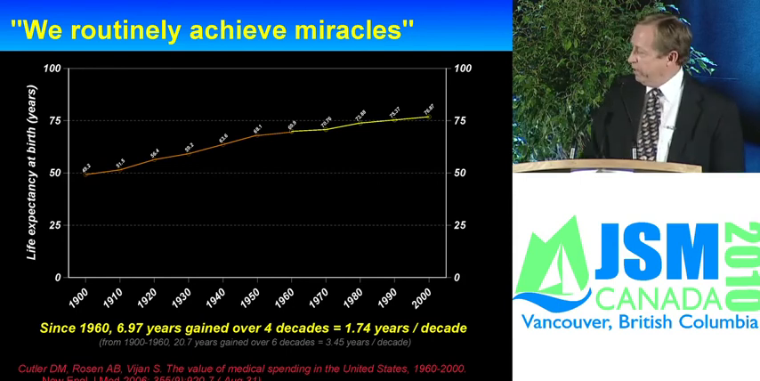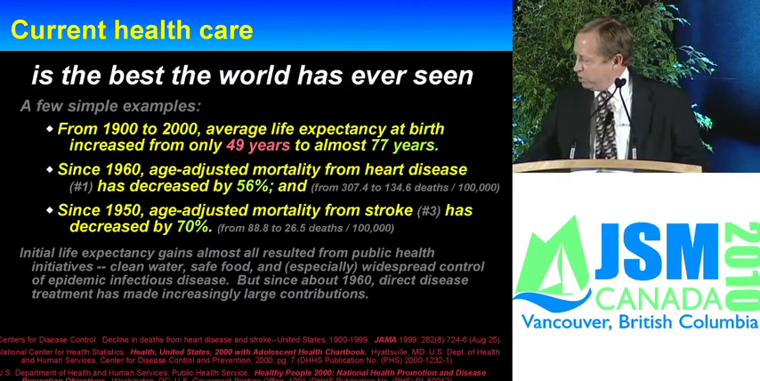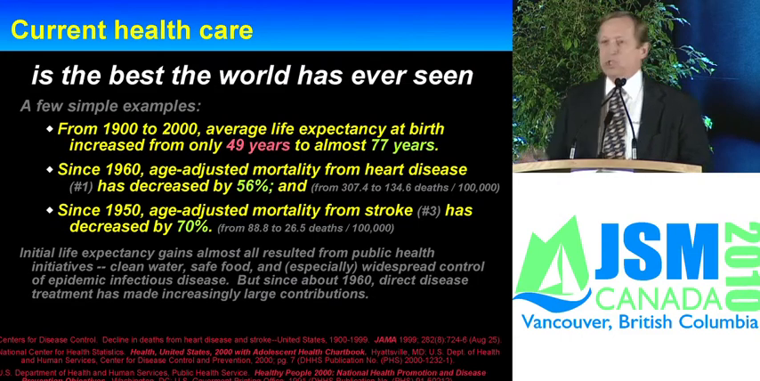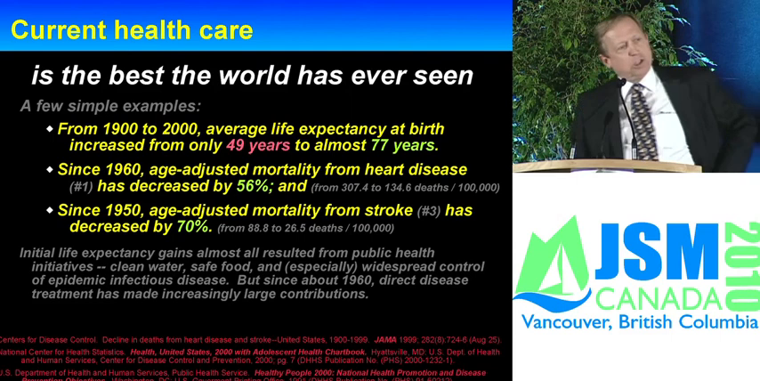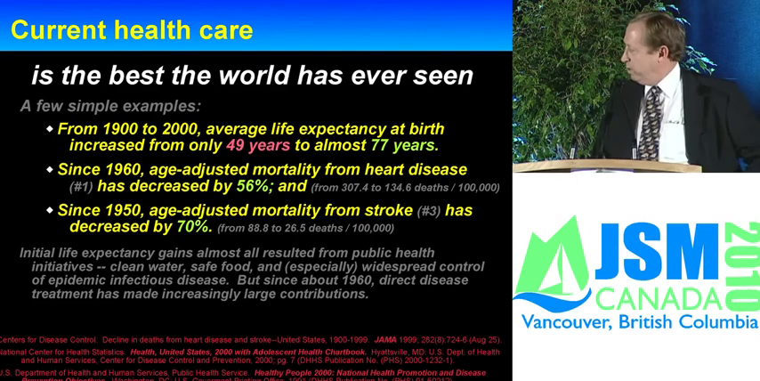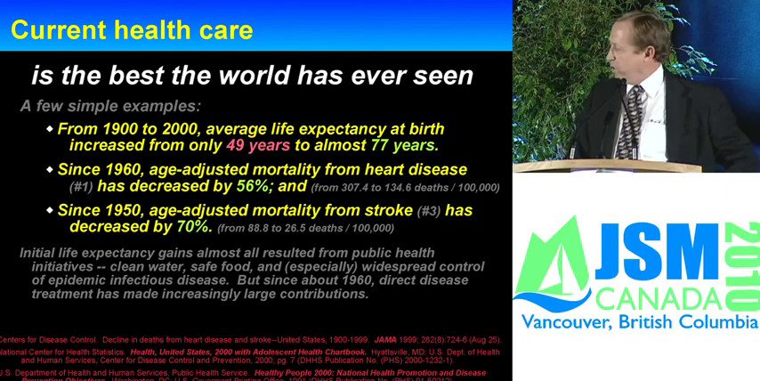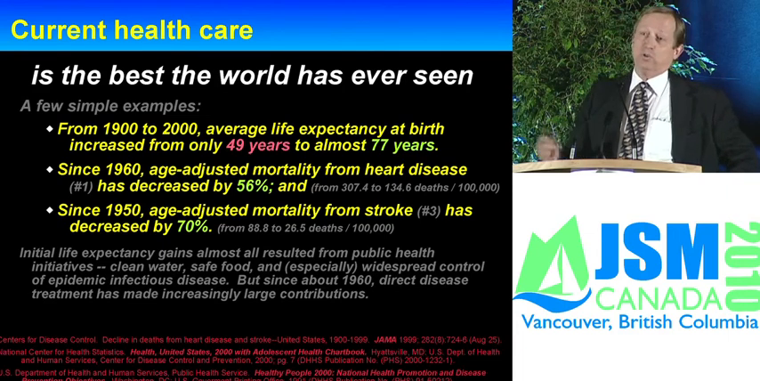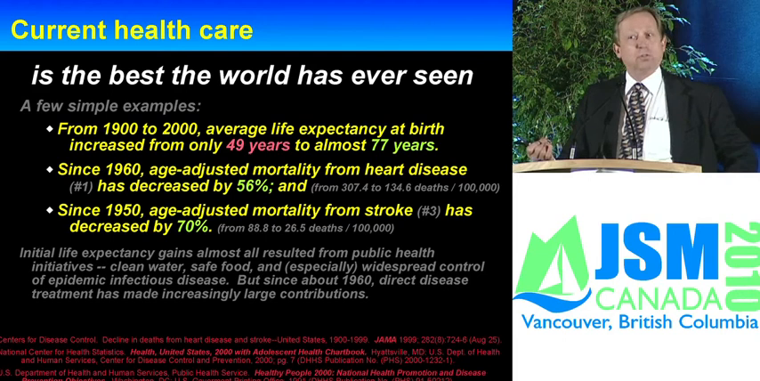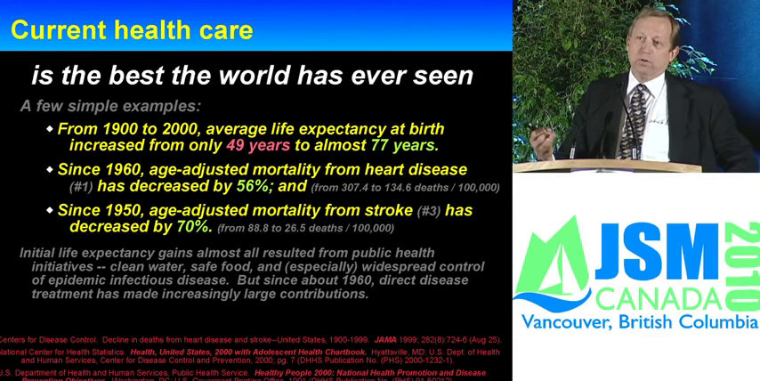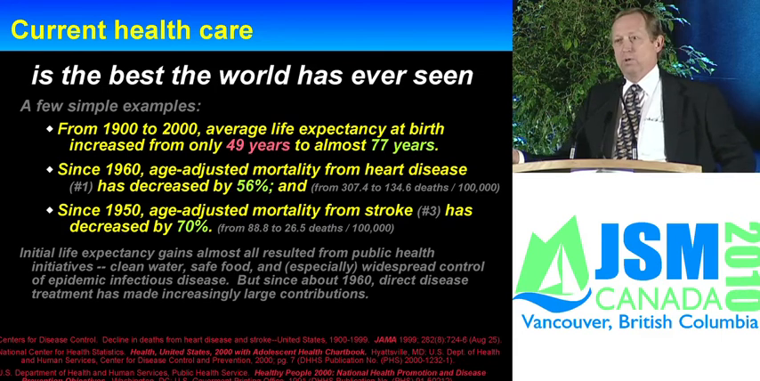Just to illustrate, the number one killer in any modern industrialized nation today is ischemic heart disease. Since 1960, the age-adjusted mortality from that condition has declined by more than 56%, from about 307 deaths per 100,000 per year to only about 135 deaths per 100,000 per year. Phenomenal success story. Statins to control blood cholesterol, prevent the disease. You see? Better treatment of heart attacks when they do occur, a whole series of things associated with it.